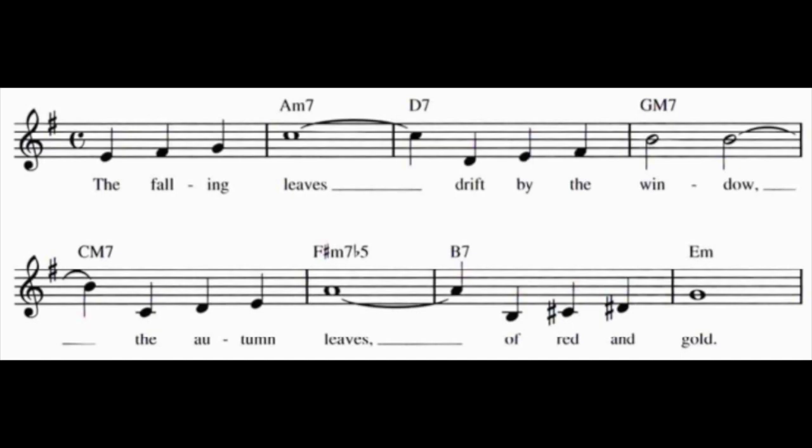So here we'll hear the melody of Autumn Leaves and then add in some chords underneath it to give you an idea. After that, please do your written work for this month.